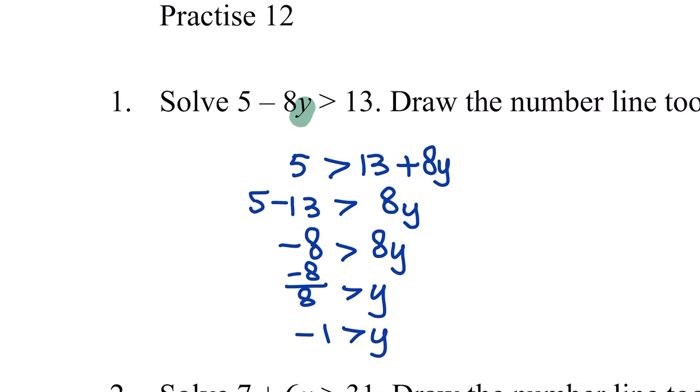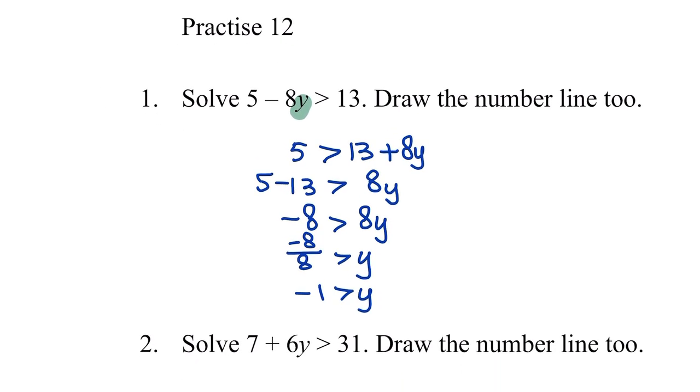Now can you help to translate this line? Y is less than negative 1. You see the pointy face is towards y, so that means this part is lesser. Let's write it back to the left side so that it's not so confusing. So y is less than negative 1. So this is your answer, and then now we have to draw the number line too, right?